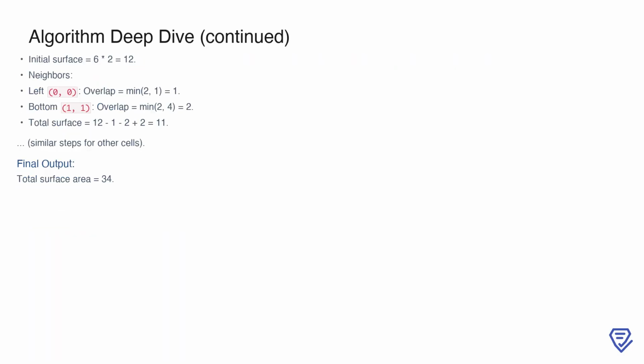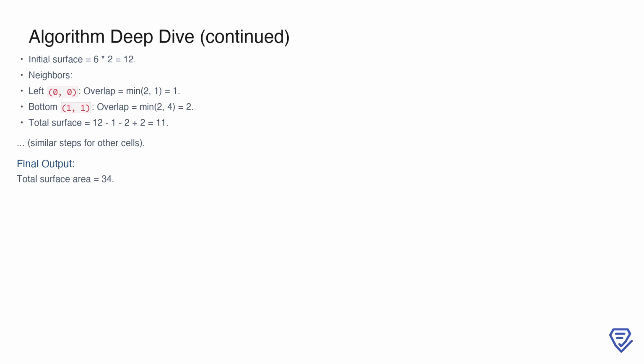For the next cell, (0, 1), which has a height of 2, the initial surface area is 6 * 2 = 12. Checking its neighbors, the left cell, (0, 0), has an overlap of min(2, 1) = 1, and the bottom neighbor, (1, 1), has an overlap of min(2, 4) = 2. Adding the top and bottom faces, the total contribution for this cell becomes 12 - 1 - 2 + 2 = 11.